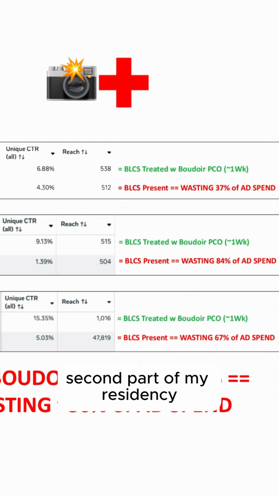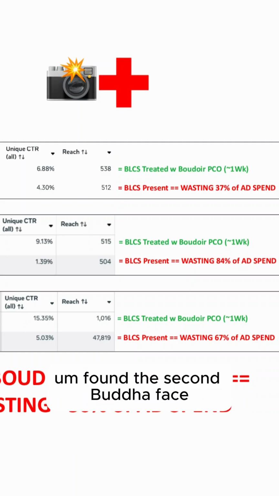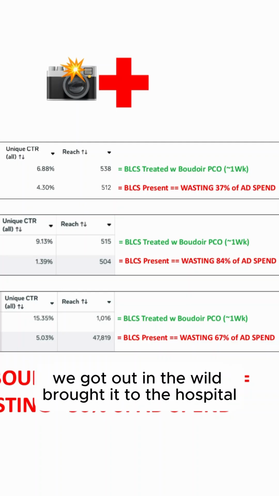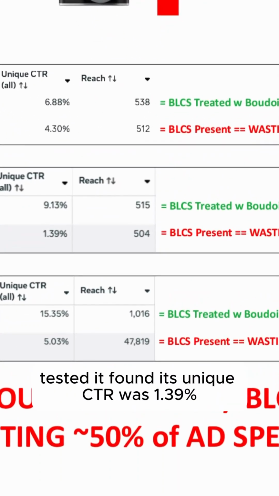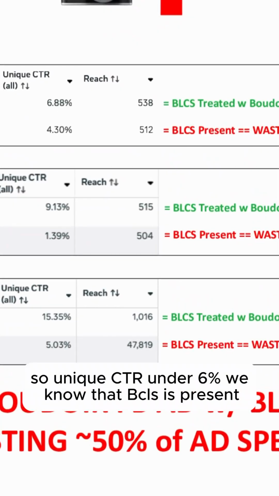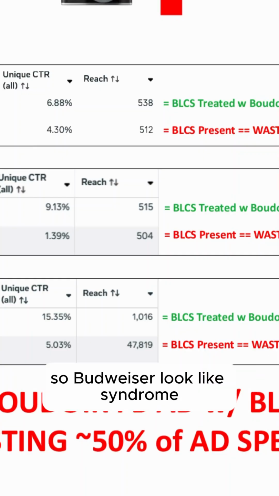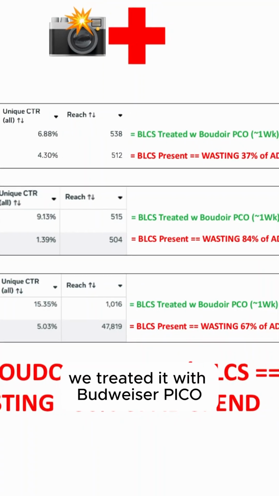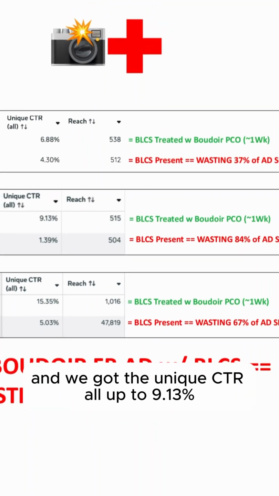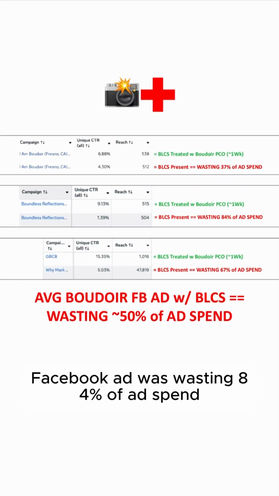Second part of my residency: found a second Boudoir Facebook ad out in the wild, brought it to the hospital, tested it, and found its unique CTR was 1.39%. So with unique CTR under 6%, we know that BLCS, Boudoir low click syndrome, is present. We can solve that with Boudoir Pico. So we did. We treated it with Boudoir Pico, it took about a week, and we got the unique CTR up to 9.13%. So we found out the original Boudoir Facebook ad was wasting 84% of ad spend.